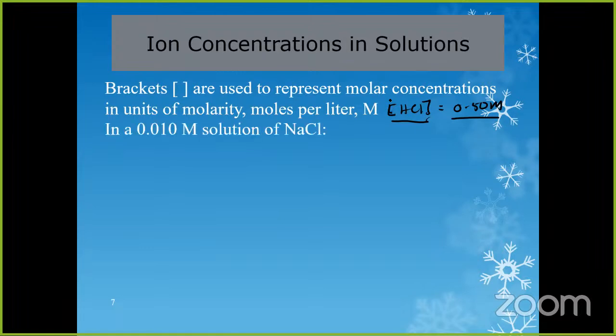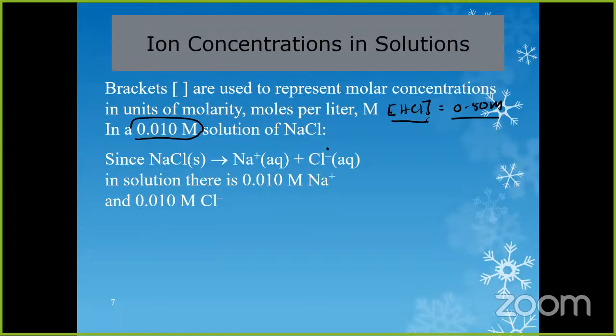So with that said, let's talk about how we determine the concentration of ions in a solution of an ionic compound. Let's say you're given a solution of sodium chloride with a molarity of 0.010 M. What does that mean in terms of the ions present and their concentration? Because sodium chloride dissociates according to this equation, for every 1 mole that dissociates, the moles of sodium ions will be the same, and the moles of chloride ions will be the same, because it's a 1-to-1-to-1 relationship.